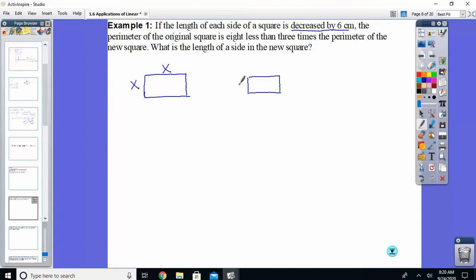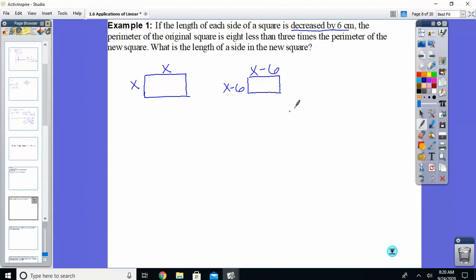The new square, I don't want to call it y, I want it in terms of the same variable. We decreased it by 6. So Braden, what did you say it was? X minus 6. It's x minus 6 now. Okay, so that's step 2. Everything's in terms of one variable. Step 3, we're going to try to write an equation.